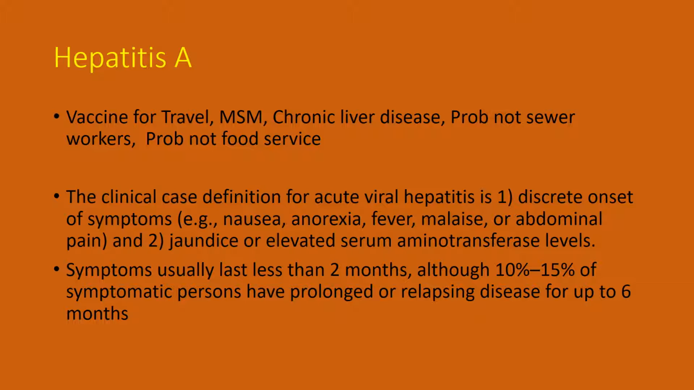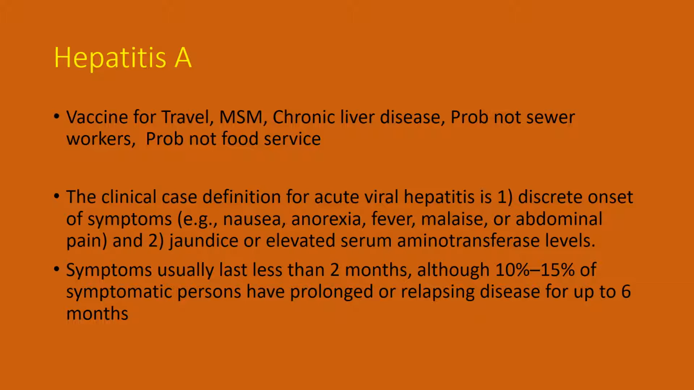Hepatitis A is the least severe. You usually will not die from hepatitis A, and it usually will not go chronic, essentially never. People that get the hepatitis A vaccine, obviously children get it, and it's 2 doses 6 months apart. If someone is traveling, if someone is a man that has sex with men, or has chronic liver disease, all of those people are usually going to get a hepatitis A vaccine.